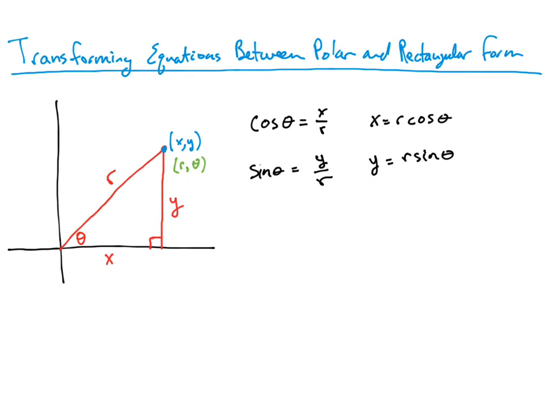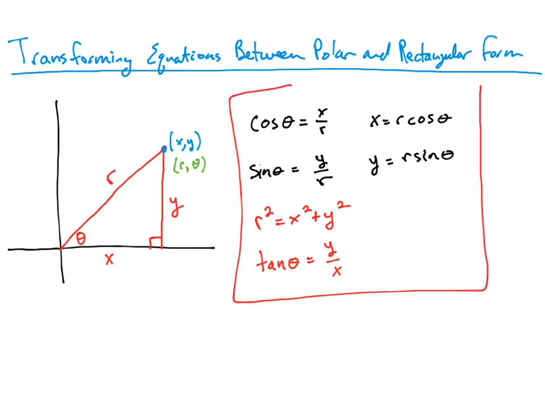And then looking at the triangle, thinking about the Pythagorean theorem, we could say r squared is equal to x squared plus y squared. And then the last relationship we want to remember is tangent of theta is equal to y over x. So these are the building blocks of what we want to remember when we're trying to convert an equation from rectangular form to polar form, and vice versa.